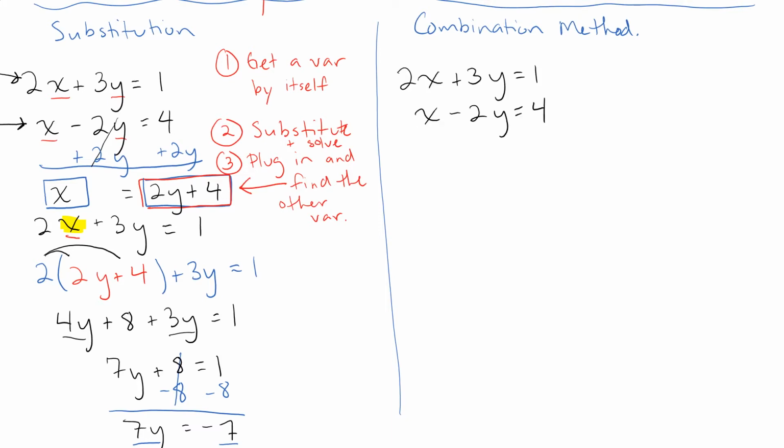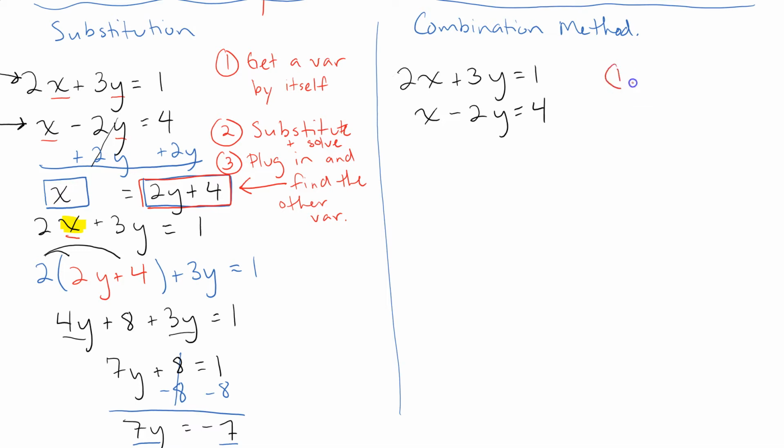So now let's take a look at that same problem and let's solve it using the combination method. The idea of the combination method is the same: we're trying to eliminate one of the variables so that way we can solve for the other. The only difference is we're not going to use substitution. We're going to be adding equations together so that way one of the variables disappears. And so let's break this down again into steps so we can see.